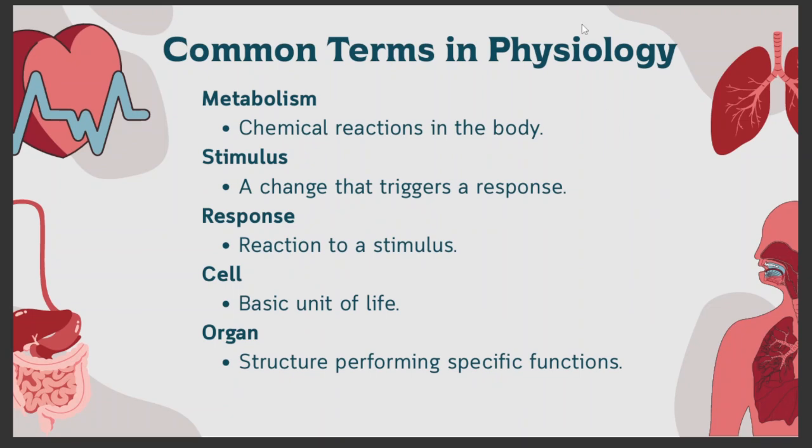Now, what are the common terms in physiology? You have metabolism, which I explained earlier on, where I mentioned catabolism and anabolism. Then you have the stimulus. These are external factors, or factors that trigger a response. Any change that triggers a response is a stimulus. Now, what are responses? Obviously, these are reactions to a stimulus, right? Then cell, which we all know is the basic unit of life, and then organs, which are structures for performing specific functions.